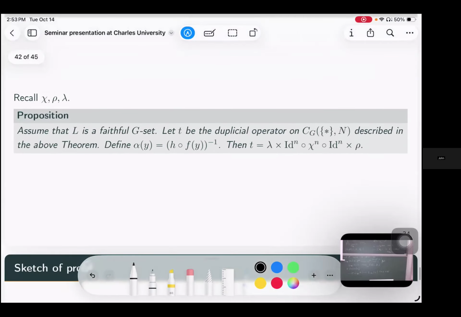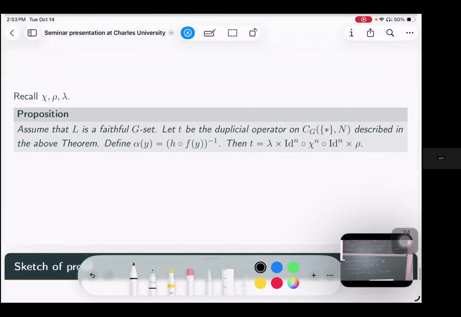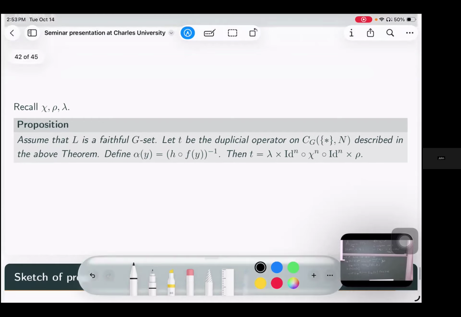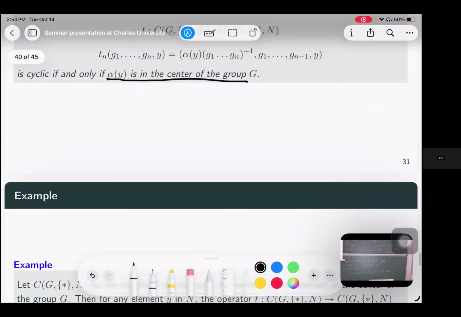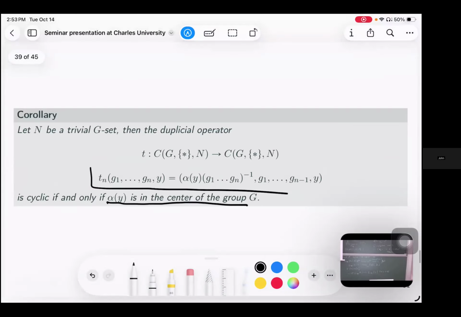Okay, 7 minutes more. So recall the chi, the rho, and the lambda, which we have defined above. If we have that L is a faithful G-set, and if we consider T to be the differential operator which we have defined above, that is this T.